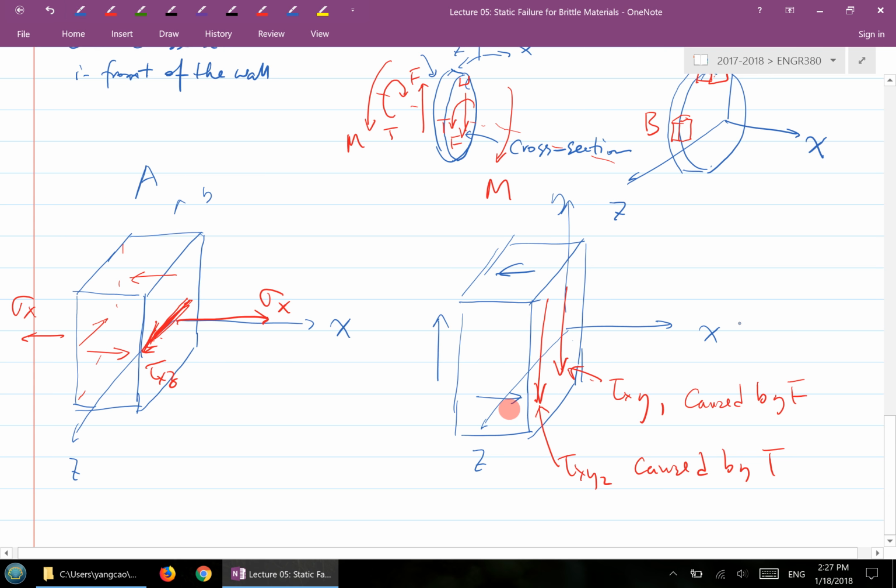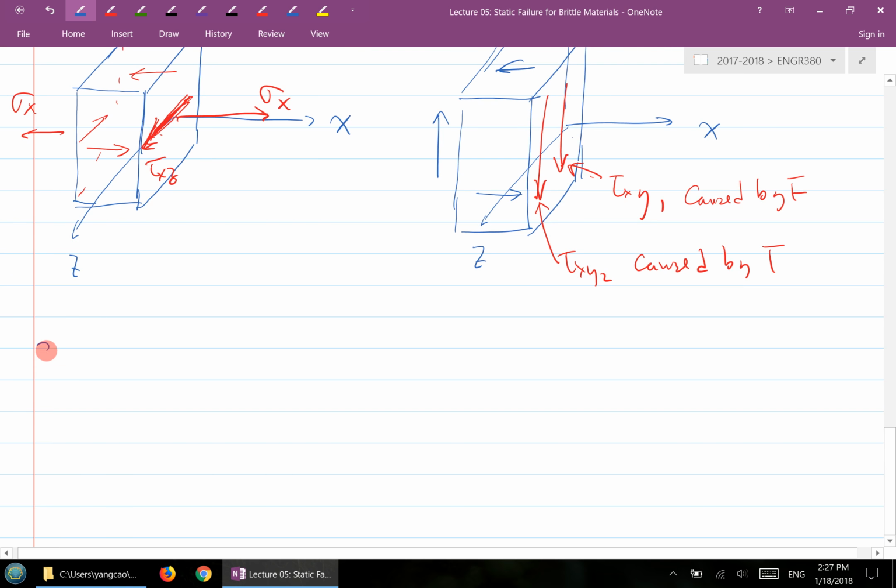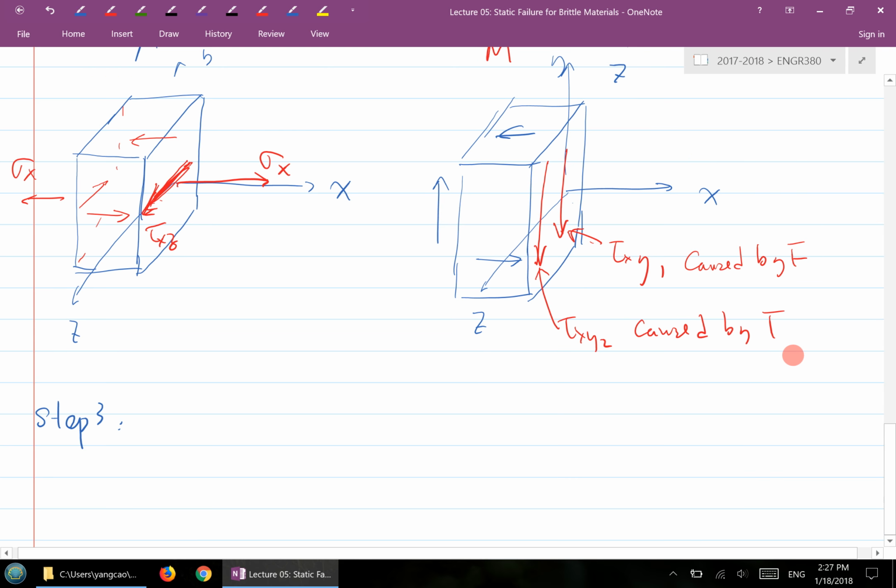Okay. So now let's look at step number 3. We'll look at each one of the states of stress accordingly here. Now, if you look at the two states of stress here, yes.